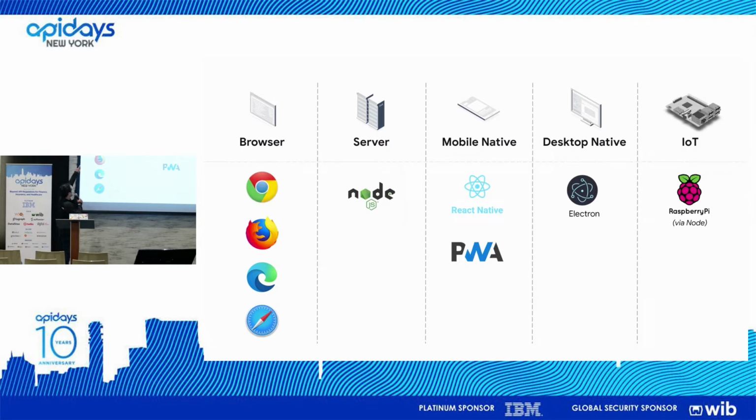So here's just a few of the areas that JavaScript runs in. We've got the common web browsers on the left-hand side here. You've got server-side via Node.js. You've got mobile native via React Native and progressive web apps. Desktop native via Electron. And even IoT devices like a Raspberry Pi are also possible. All of these run JavaScript. And JavaScript is the only language that can run across all of these areas without additional plugins and add-ons in order to make that work. So it's quite powerful for that reason too.